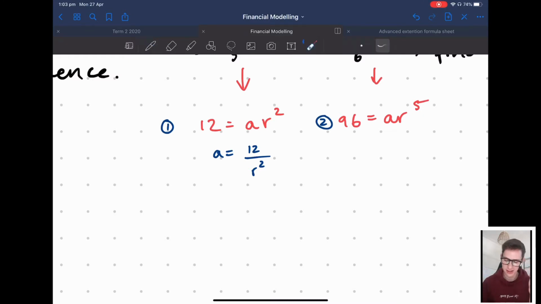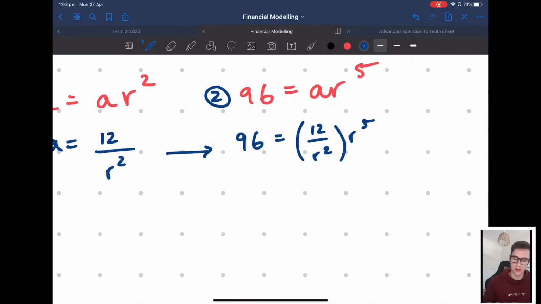Now, there's no point plugging it back into itself, okay? Because in fact, that doesn't actually work. This is where we need two equations, because now I'm going to chuck that a into my second equation, okay? So now I'm going to write this equation out again, but where there was an a, I'm going to pop this as my a value. So I'm going to get 12 over r squared times r to the power of 5, okay?